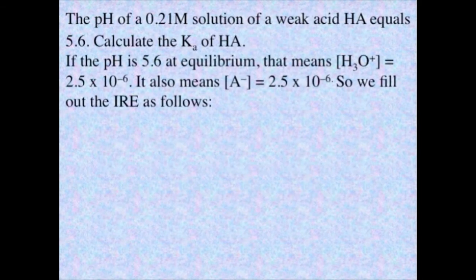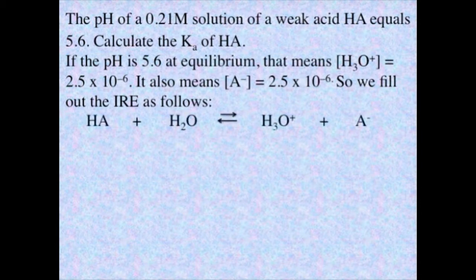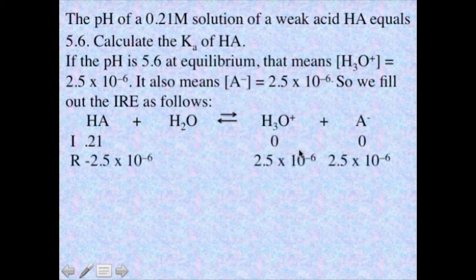So if you do this, the pH is 5.6 at equilibrium, and that means the hydronium ion concentration equals 2.5 times 10 to the minus 6. It also means that the conjugate base, A minus, is 2.5 times 10 to the minus 6. So we can fill out the IRE table as follows. Here's our reaction. Initially, we have 0.21 molar of the HA, 0 of hydronium, and 0 of A minus. And we know that the hydronium ion concentration is 2.5 times 10 to the minus 6 at equilibrium, and so it is with A minus.